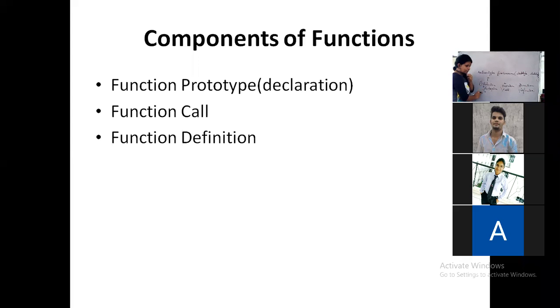Function declaration: whenever we want to make a function, the first step is to declare the function. The syntax of the function declaration is to first write the return type. Return type means int, float, char. Then the function name, which obeys the rules of identifier, then the argument types, and always end with a semicolon.